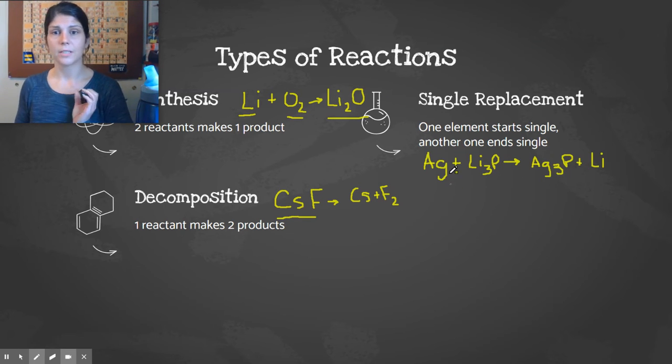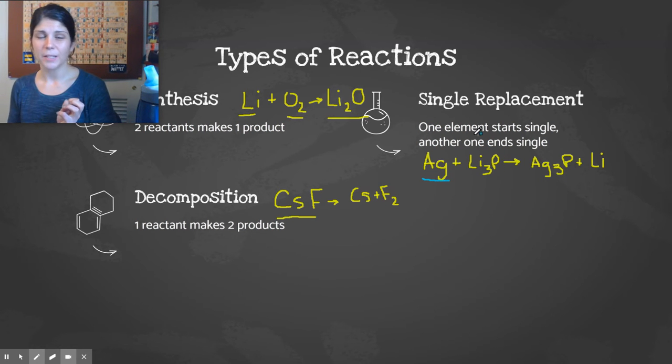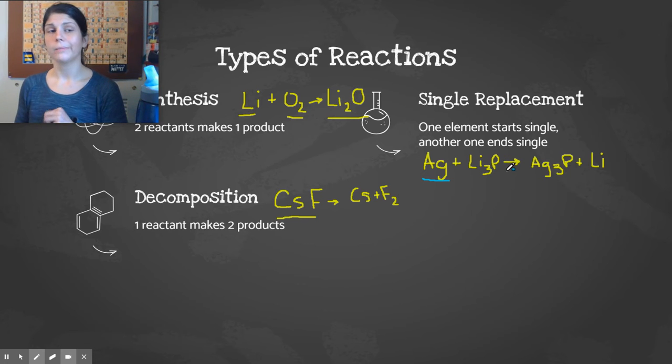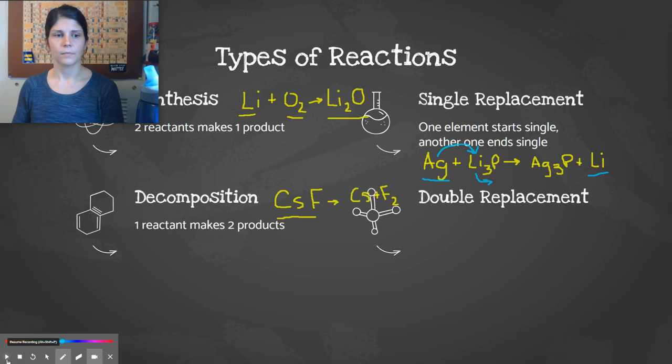Okay, so in this example, element Ag, which is silver, starts single. It reacts with an ionic compound, and that's typically what we'll see, a metal and a nonmetal compound. It doesn't have to be that way, but most of the time it will be. And what we end up with is lithium as single. So what's happened here is this metal has come in and just kicked out this metal. So how are you going to be able to identify a single replacement reaction? One element starts single and a different element ends single.